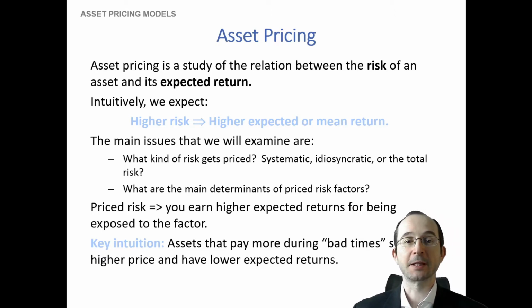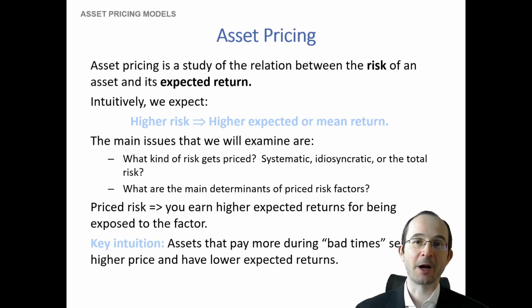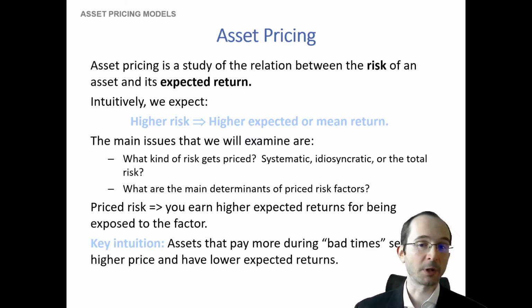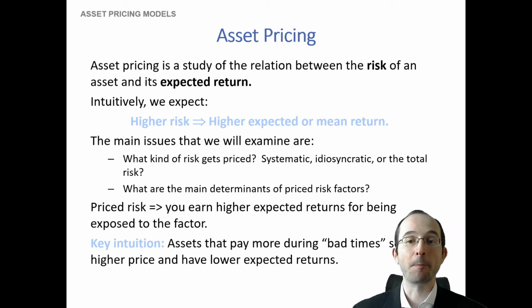What asset pricing then concerns itself with, and what we'll discuss here, is first of all, what kinds of risk get priced? Is it the systematic risk that drives all risky assets to varying degrees based on their exposure to it? Idiosyncratic risk, the stuff that is peculiar to each individual asset? Or total risk as the sum of these two? And furthermore, what actually determines what price risk factors are.